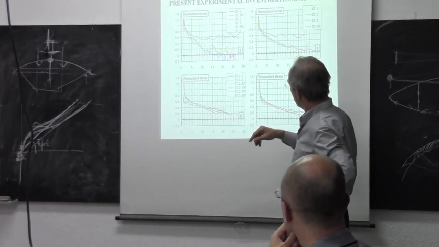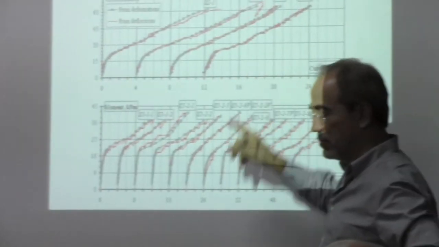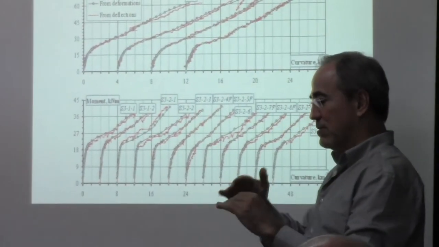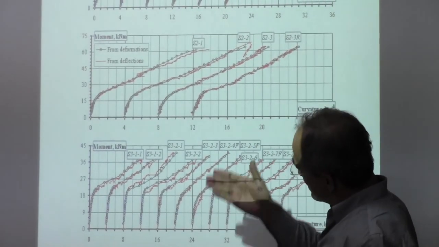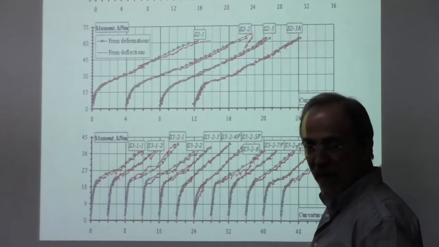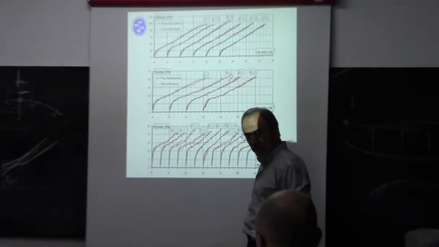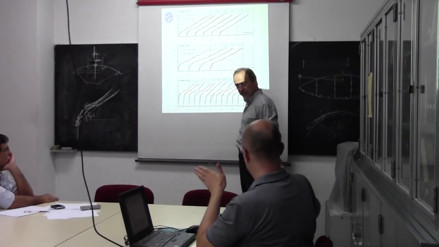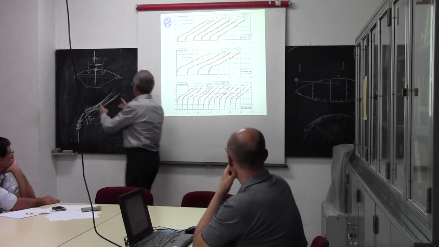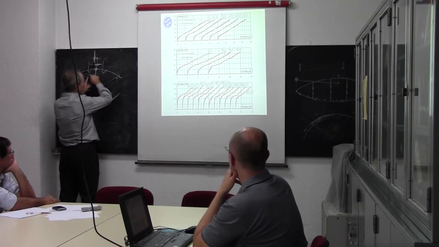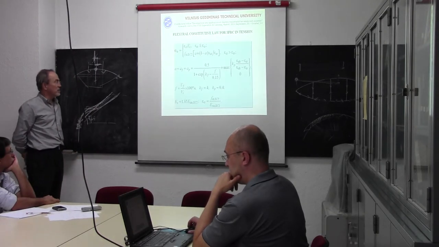One more, here. These are the experimental. So you obtain this by measuring two layers, four layers, and the averaging obtains the average curvature in the pure bending zone. So in this zone you get four layers. I will show. It was a little bit late, I'm sorry.